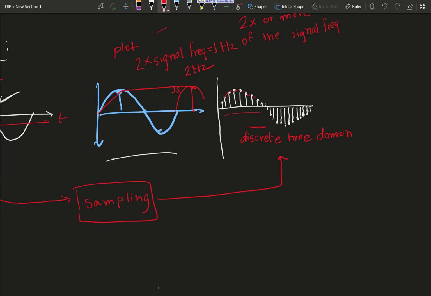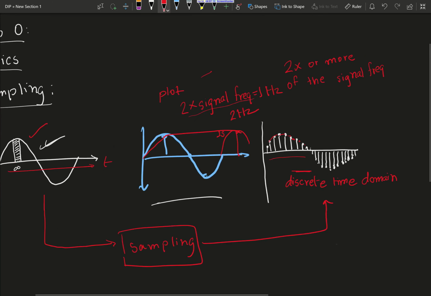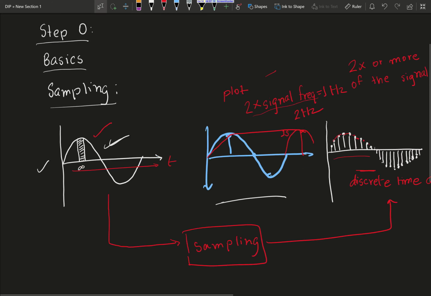We need at least twice the signal frequency to construct the basic characteristics of the curve. The more samples, the better the quality of the plot. My bad, it's not image, it's plot. So that's all for sampling.